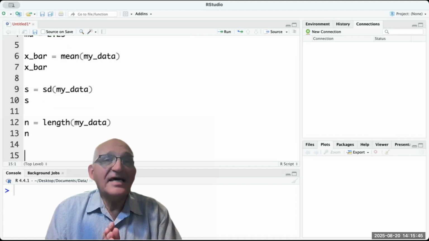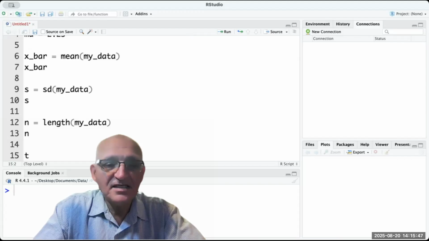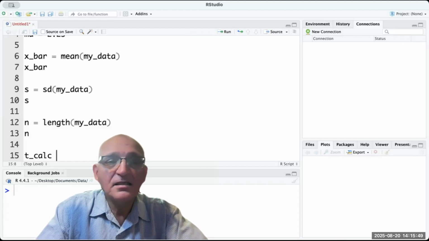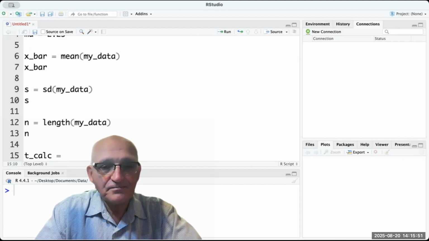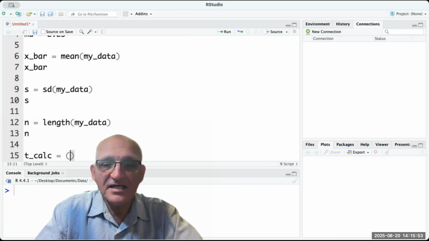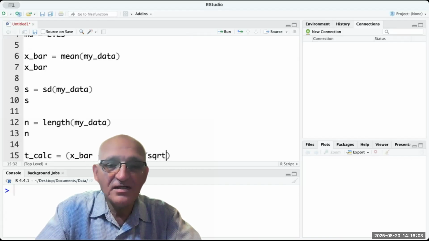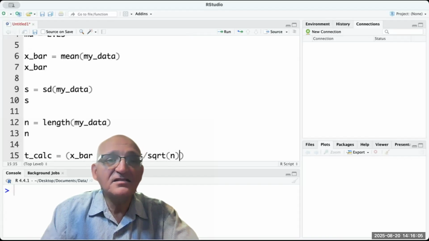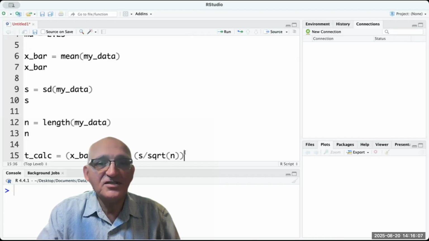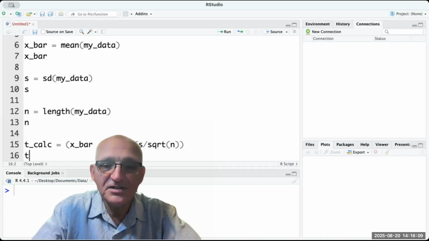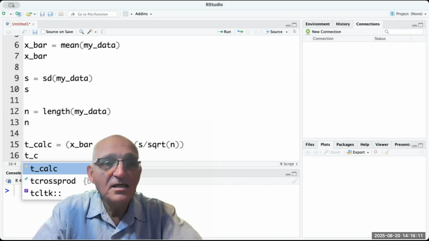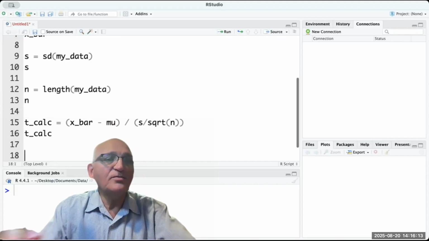And now I can calculate t-calc. So I can say tcalc equals, between parentheses, xbar minus mu, divided by s over the square root of n. You see, I didn't need to write numbers. It will be stored for me. I can print it on the screen again. I don't need to, but I can do it.